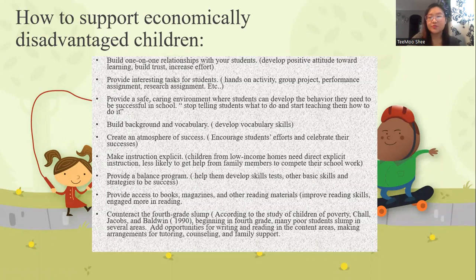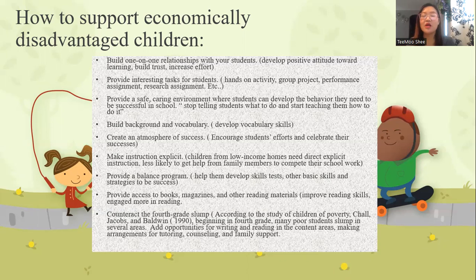According to the textbook, ways that we can support these children are, first, build a one-on-one relationship with your students. It is important to build a positive relationship with each and every one of our students, because it will help them develop a positive attitude toward learning, and it will build trust. If they trust us, then they are willing to learn from us, and it will also help increase their effort in learning.